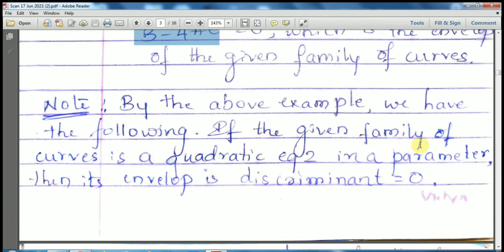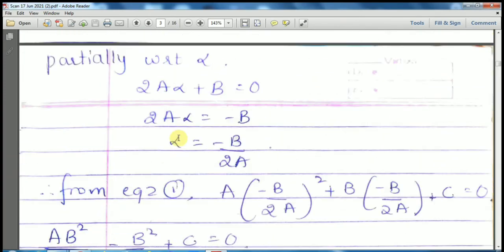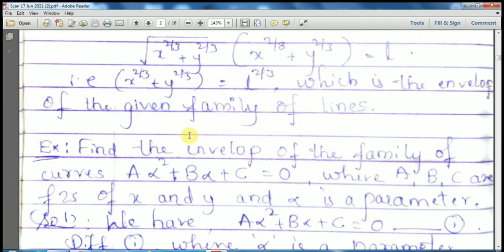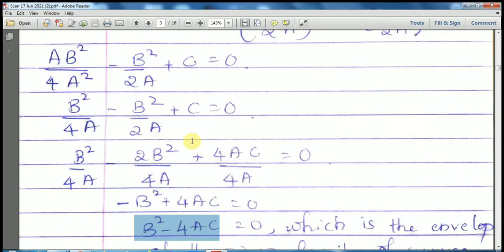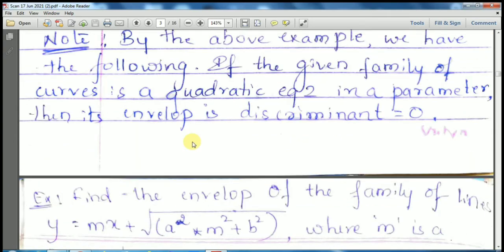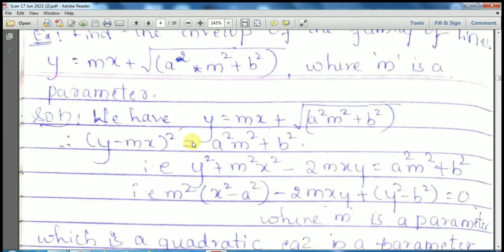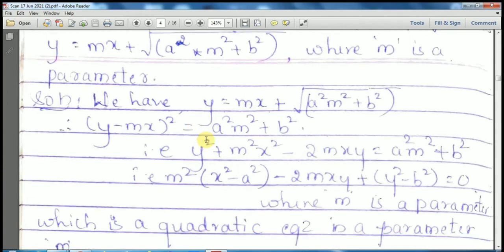So, if the given family of curves is a quadratic equation in a single parameter, then its envelope is discriminant equal to 0, which is a very important property and is also easy to prove. But by using this property, we can solve some more problems like this.